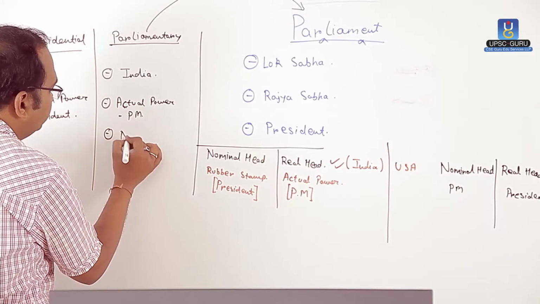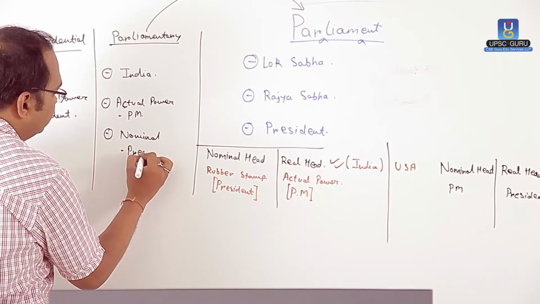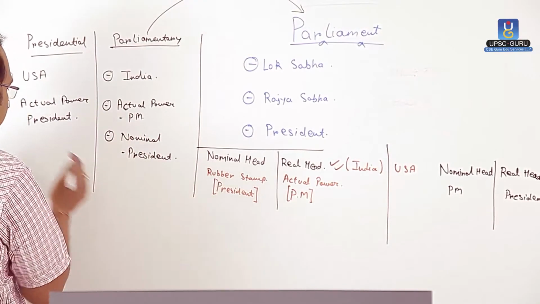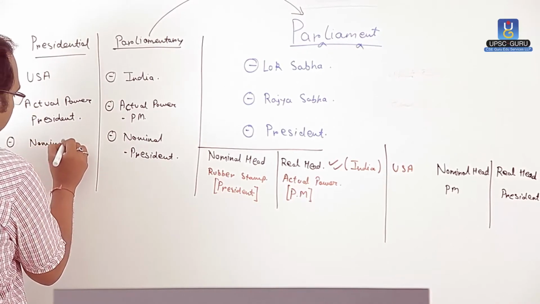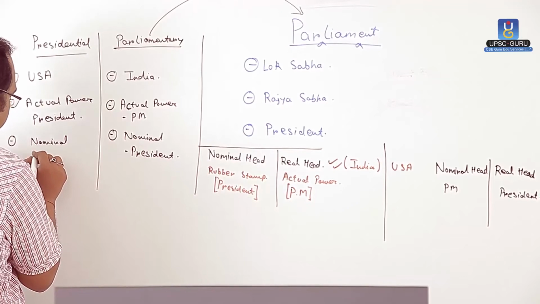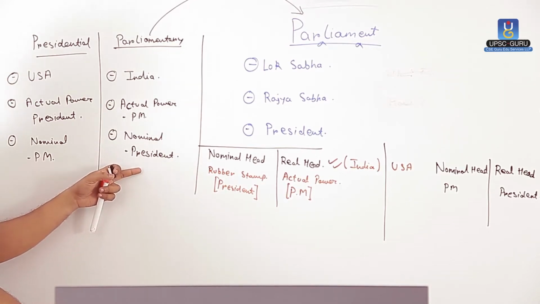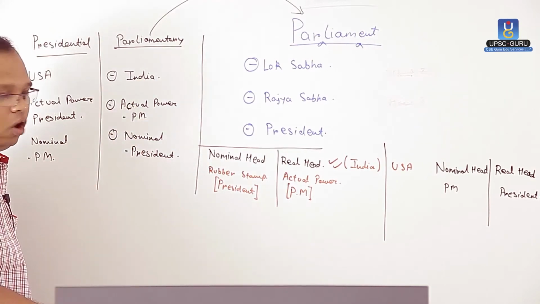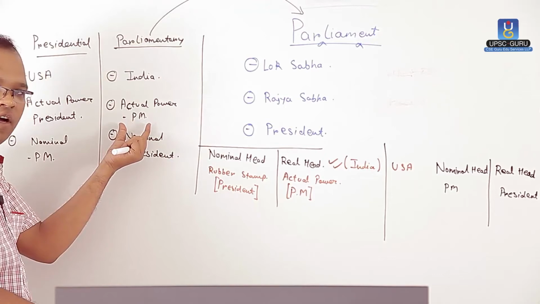Again, nominal president, and nominal, you can say another name is rubber stamp. And here also, if we say nominal PM. So these are the mandatory things you should be aware of. So why this presidential form of government? Because he is the head, and similarly also our PM. In parliamentary form of government, the head of government is PM.